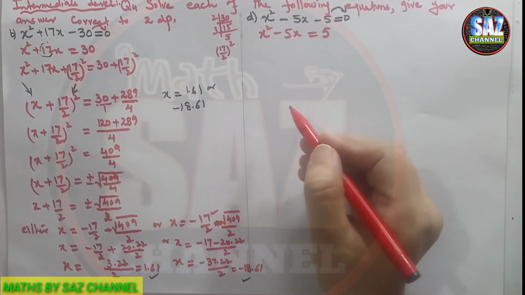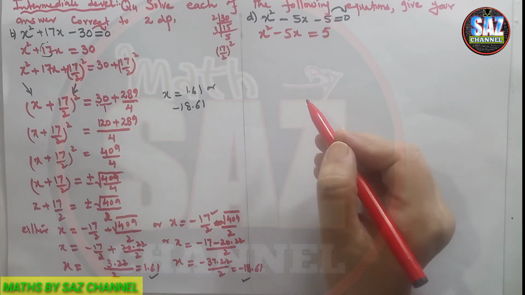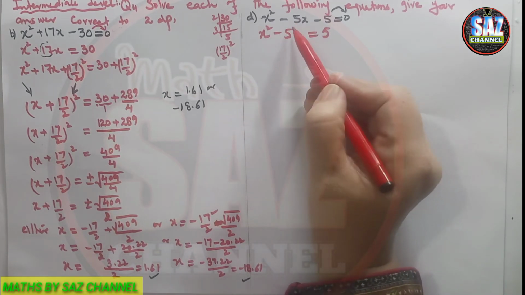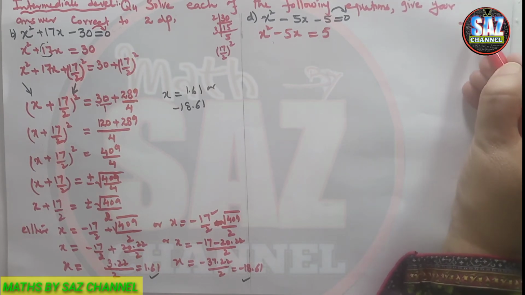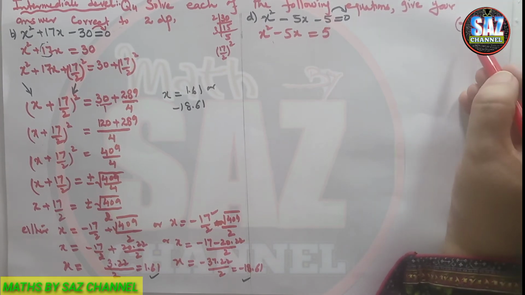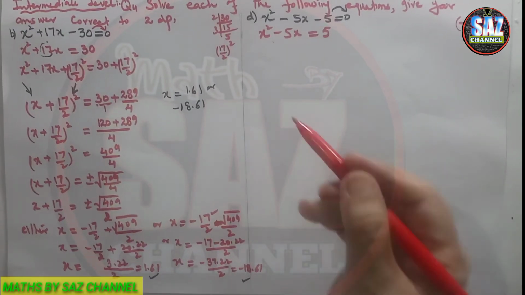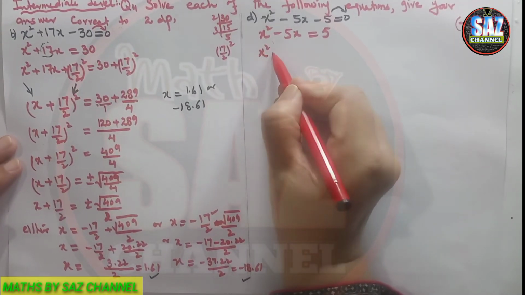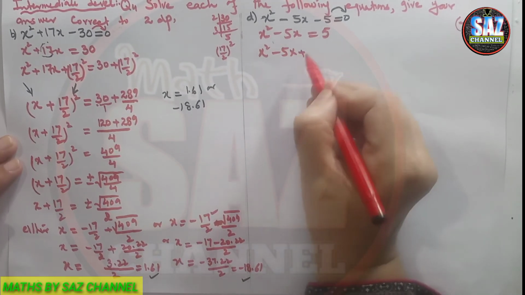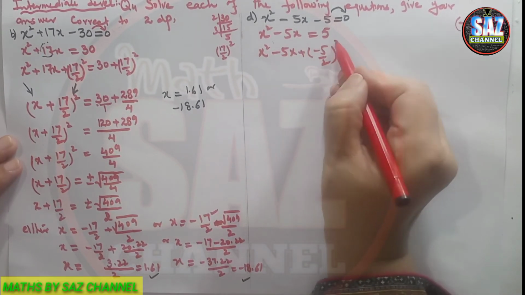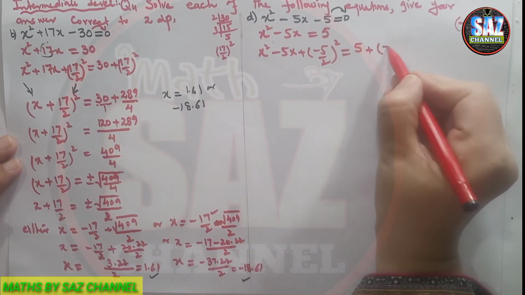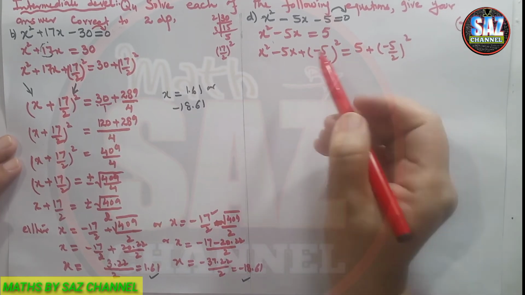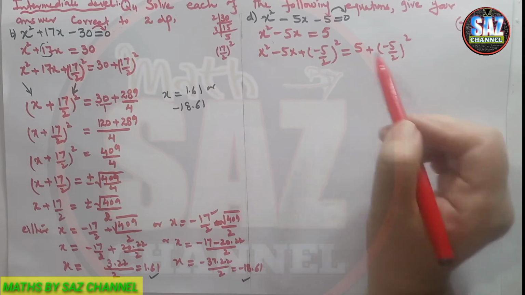5. Now after that, I have to focus my attention on the coefficient of x, which is minus 5. What to do with this coefficient? I have to make it half, and then I have to take the square of that half, and the square of that half has to be added on both sides. So it will take the form x square minus 5x plus minus 5 by 2 whole square equals 5 plus minus 5 by 2 whole square. I have to add this square on both sides.